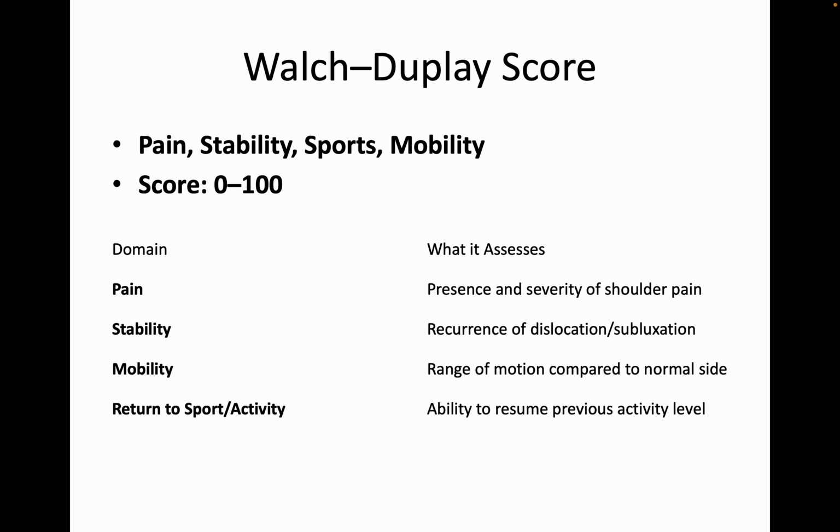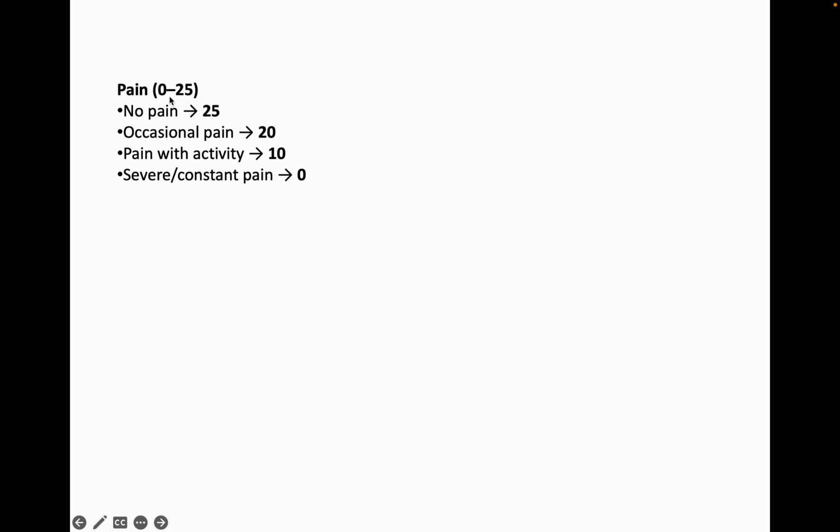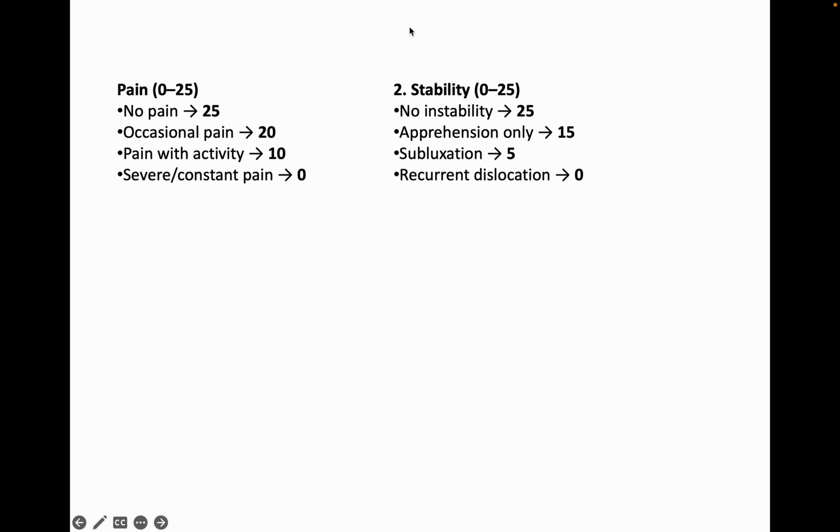One of the very important scores we have is the Walch score, or the Walch-Duplay score. This assesses pain, stability, sports activity as well as mobility. Again, the score ranges from 0 to 100, in which pain has 25 marks: no pain means 25 marks, occasional pain means 20 marks, and severe pain means 0 marks. The second concept is the stability index. No instability, the patient says there is no subjective instability, 25 marks. If the patient has recurrent dislocation, 0 points.